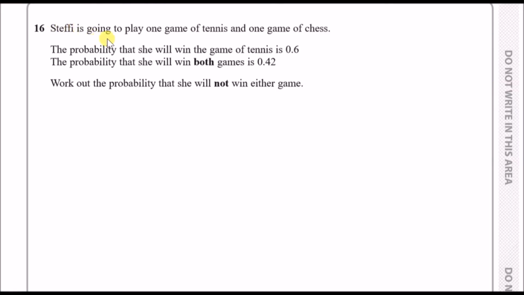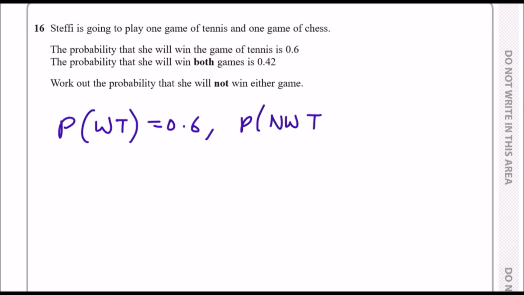So Steffi is going to play 1 game of tennis and 1 game of chess. The probability that she will win the game of tennis is 0.6. So we can write here a little note: probability that she will win tennis is 0.6. This means that the probability that she does not win tennis, so instead of saying lose, it's better to say not win because maybe drawing is involved, is going to be 0.4. The reason behind this is because all probabilities must sum up to 1.